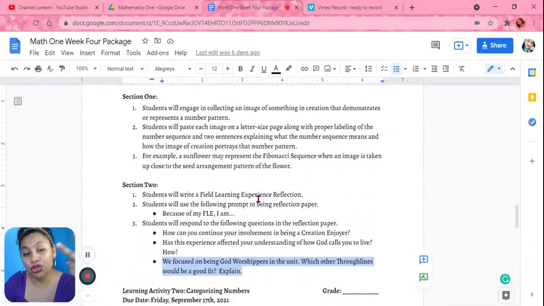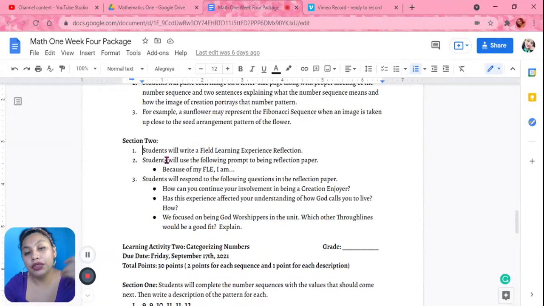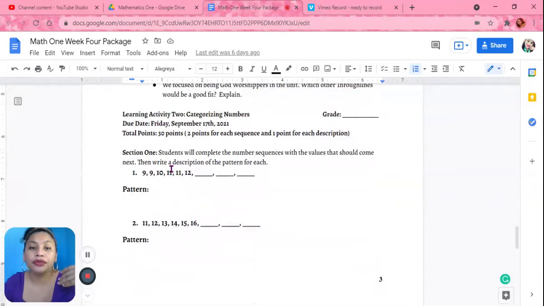So that is the first assignment. The first assignment has two parts. You need to do your little picture and your little sentence, and then you do your reflection based on that. This is the first homework. Your picture in creation that shows your pattern is on a typing sheet. And then the other one, the reflection, could be done in your notebook or on a folder sheet.